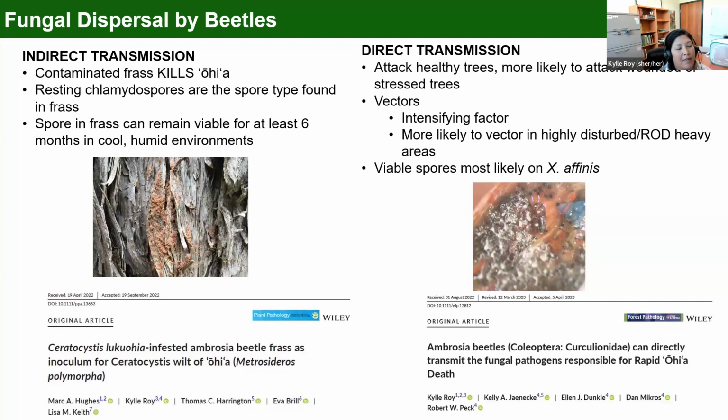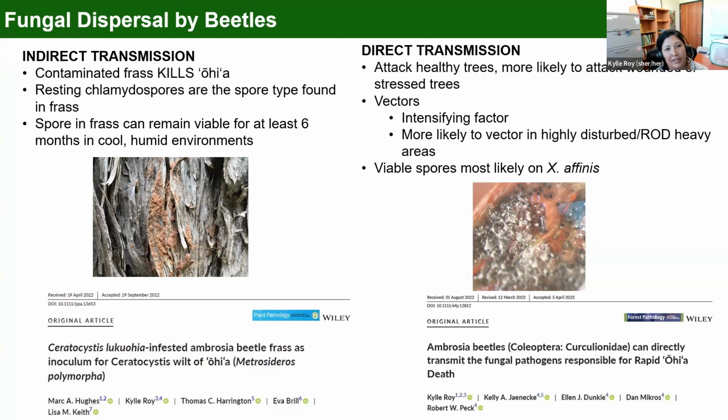Viable spores can survive for at least 6 months in the environment in frass, and that was just the limit of the study, so potentially they could survive much longer. When you're coming into contact with ROD in the environment, you're most likely to come into contact with it in the form of frass, and that frass can get blown in the wind, spread in the soil, get on your boots or get on your tools.